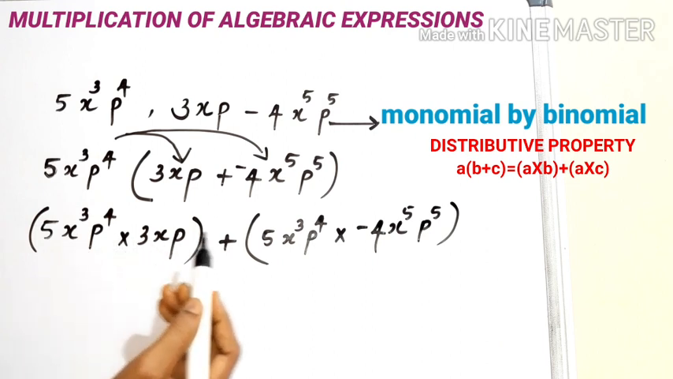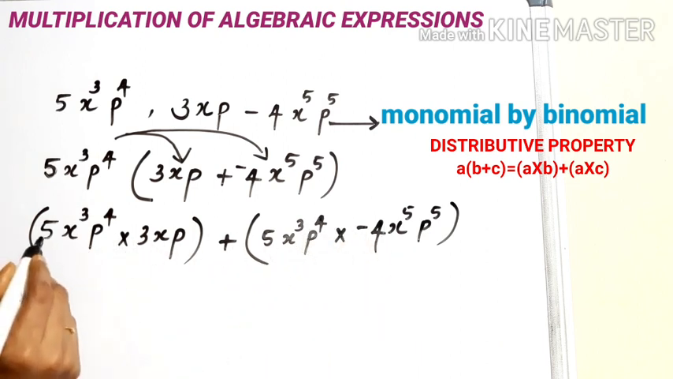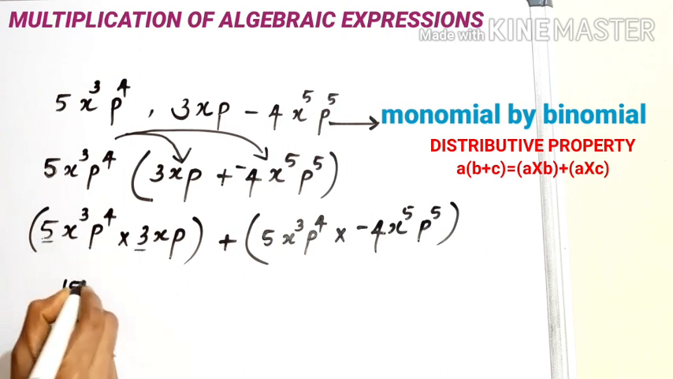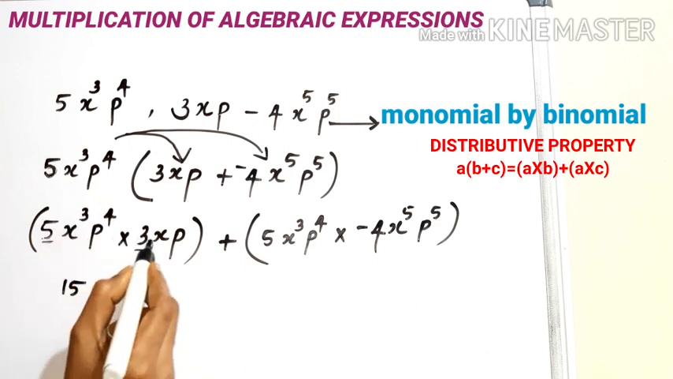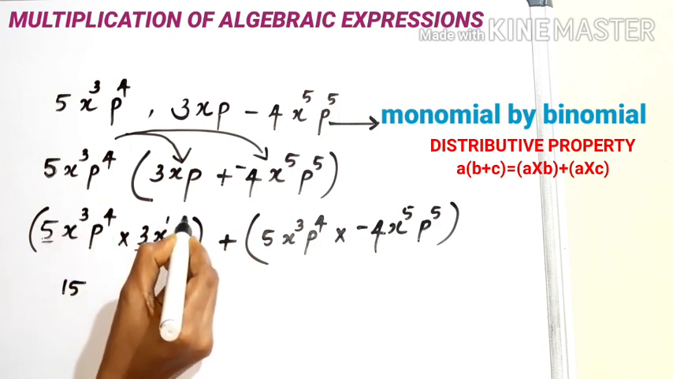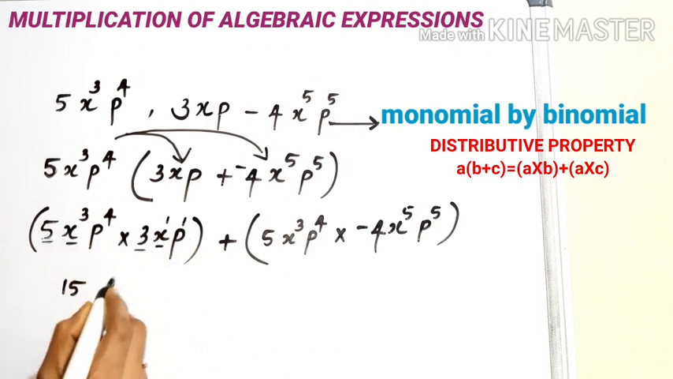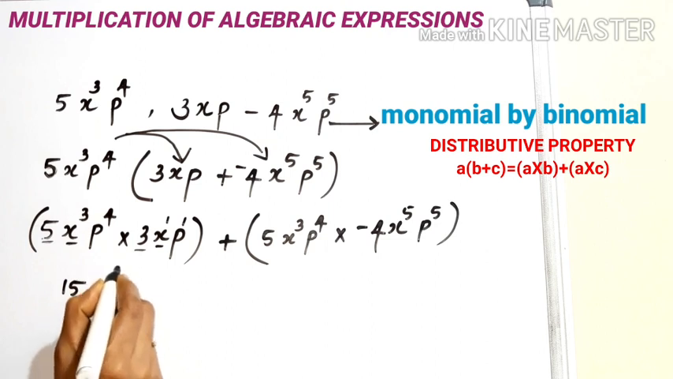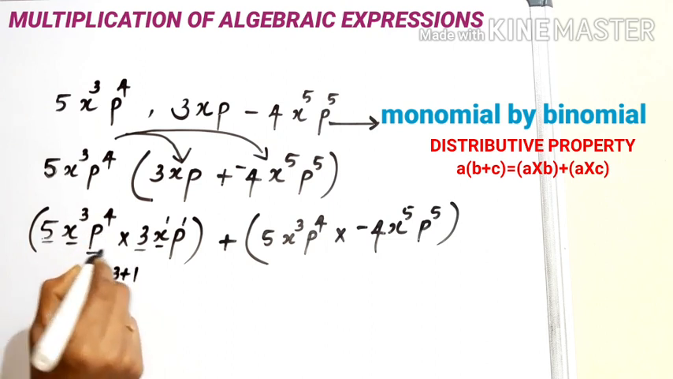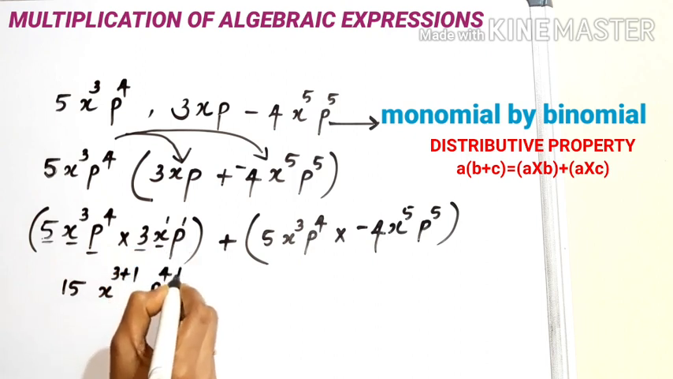Monomial by monomial, monomial by monomial. So easy, right? 5 threes are 15. x^3, x^1, you know. Here also exponent 1. x^3 into x^1, x^(3+1), right? Then p^4 into p^1, p^(4+1).